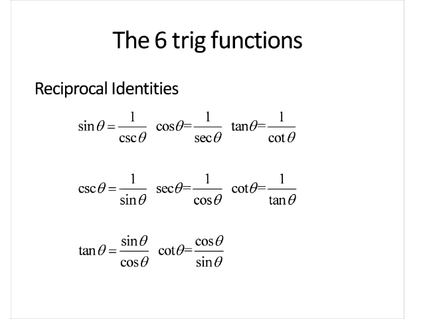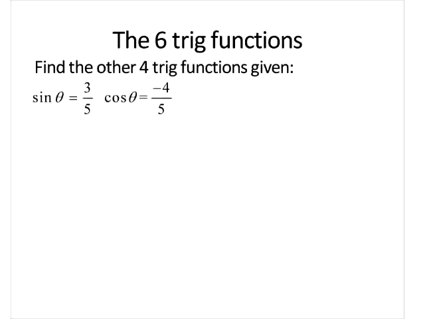Now let's talk about the reciprocal identities. Sine is one over the cosecant, cosine is one over the secant, tangent is one over the cotangent, so on. Also, tangent is sine over cosine, and cotangent is cosine over sine. These are all the reciprocal identities that are also on the formula sheet. But here's what they allow us to do. If you are given sine and cosine, we can find the other 4 trig functions without really doing much math.